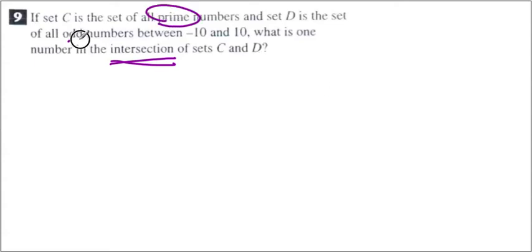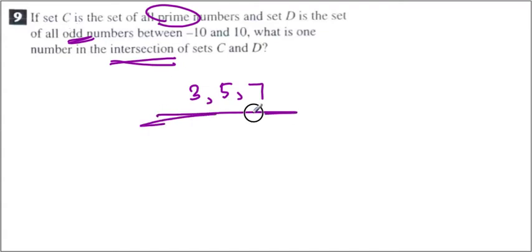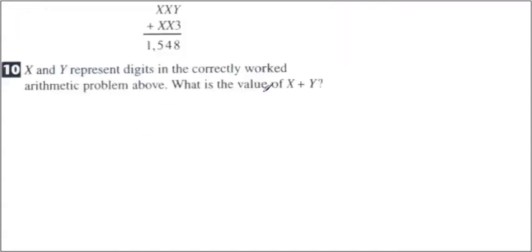It has to be odd between negative 10 to 10, such as 3, 5, 7. In fact, 2 will not be correct because 2 is not an odd integer. So any one of these 3 will be the correct answer. Let's look at number 10.